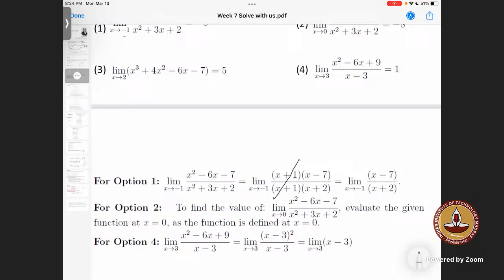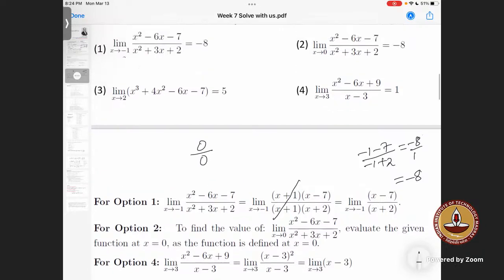Initially when you put directly minus 1 for question 1, you will get 0 by 0 form. So whenever that 0 by 0 form comes, we try to factorize and cancel if anything is getting cancelled. So here x plus 1 will get cancelled, and we are left with this. After this, that 0 by 0 form is not coming. So the value will be minus 1 minus 7 divided by minus 1 plus 2, which is minus 8 by 1. So the answer should be minus 8. Most of you have got this answer, right? Yes, sir.